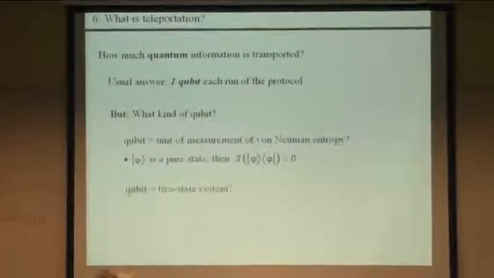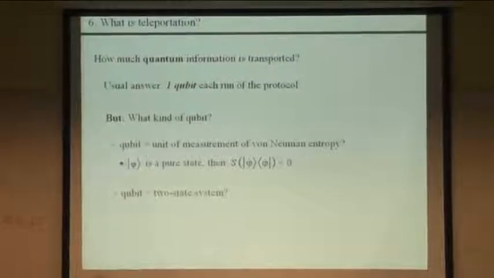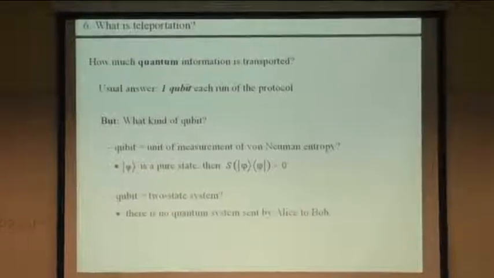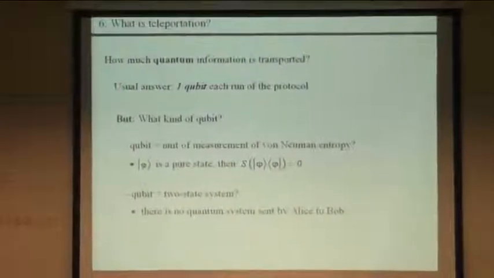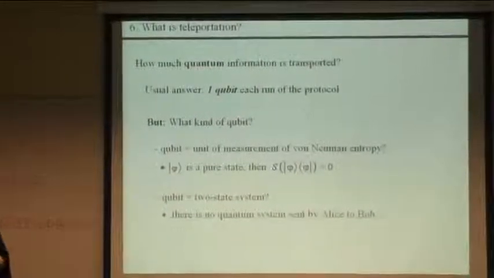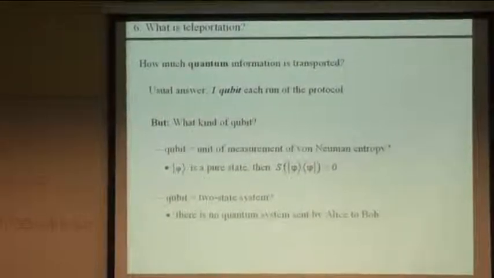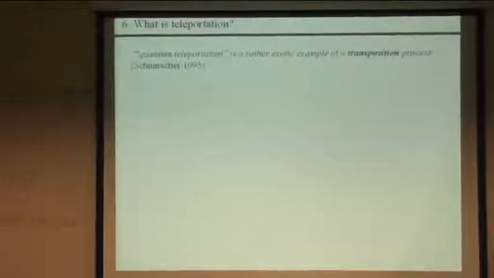But in what sense is a qubit a two-state system? Perhaps it is a two-state system. No. There is no quantum system traveling from Alice to Bob. So in what sense are we sending one qubit from Alice to Bob? It's very strange. And I think that the reason is that we have to go back again to Schumacher.